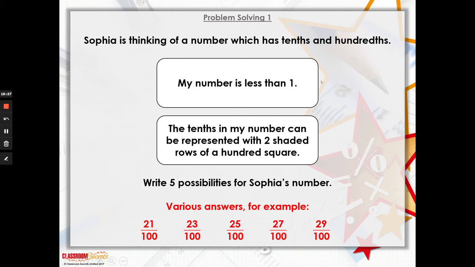Okay, so don't worry about that top bit. That just means that we're getting below 1. We're going into the tenths and hundredths, which allow us to go below 1.